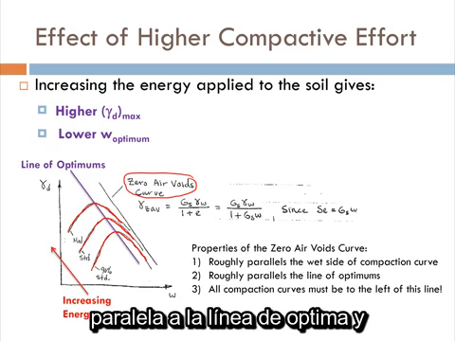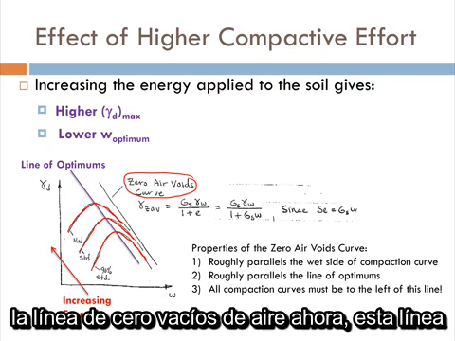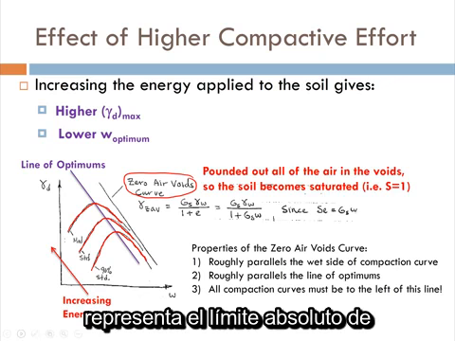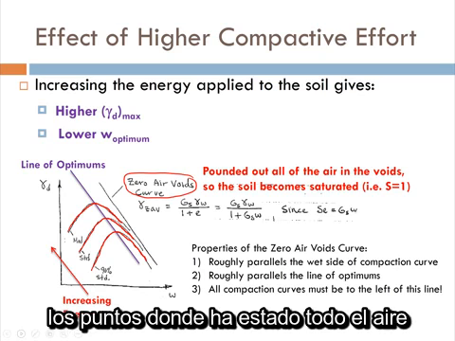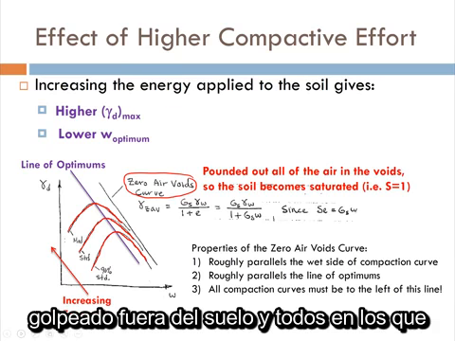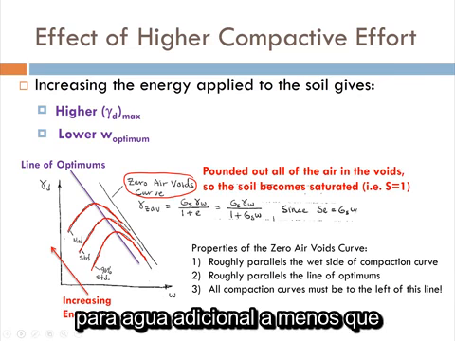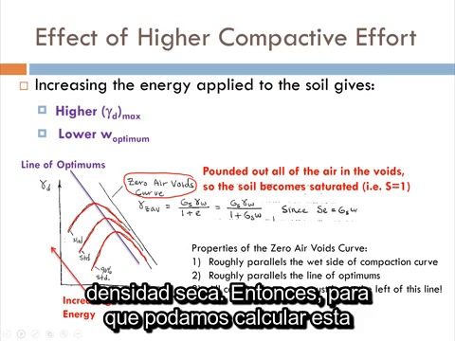Now, I want to talk a little bit about this other line that you can see here. It's drawn roughly parallel to the line of optimums, and it's called the zero air voids curve, or the zero air voids line. This line represents the absolute boundary of these compaction curves. It represents the points where all of the air has been pounded out of the soil and all that's left is water. So there's no more room for additional water to go unless we increase the void space and decrease the dry density.